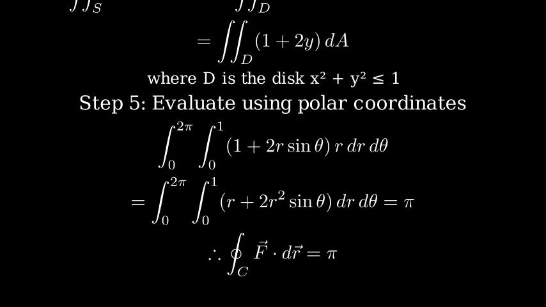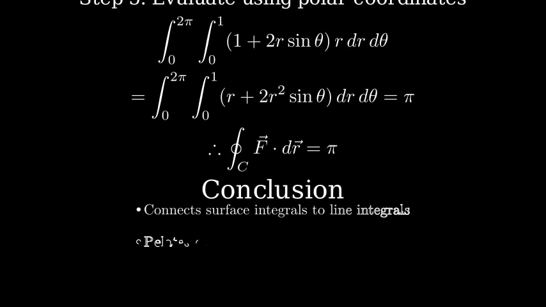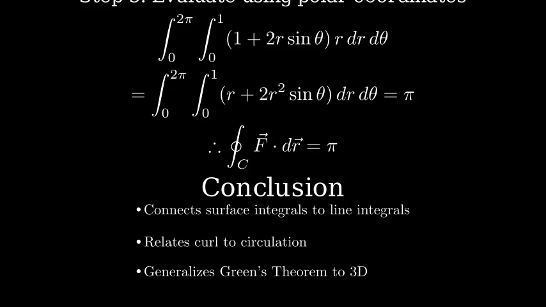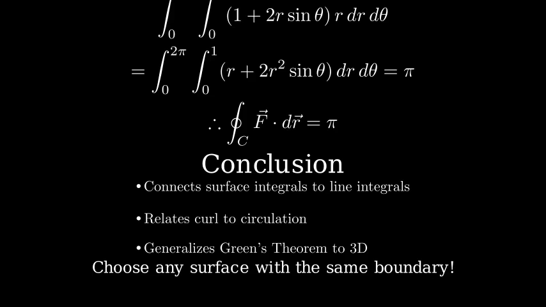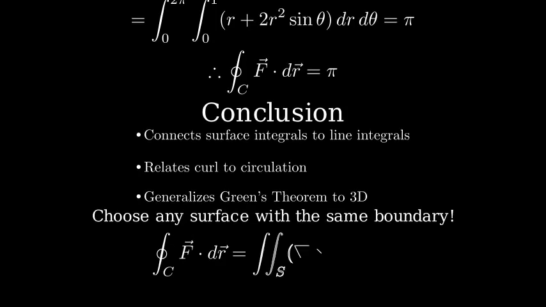In conclusion, Stokes' theorem is a powerful mathematical tool that connects surface integrals of curl to line integrals around the boundary. It generalizes Green's theorem to 3 dimensions and provides a way to translate between microscopic and macroscopic circulation. The flexibility to choose different surfaces with the same boundary makes it a versatile tool for solving complex problems in mathematics and physics. By understanding Stokes' theorem, you gain insight into the fundamental relationships between vector fields, surfaces, and curves in 3-dimensional space.